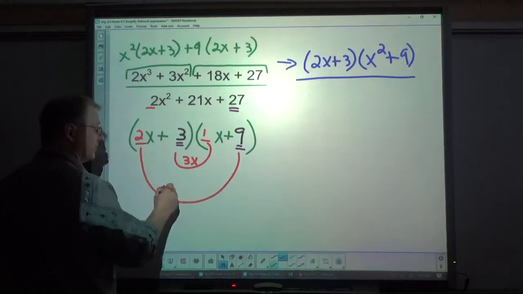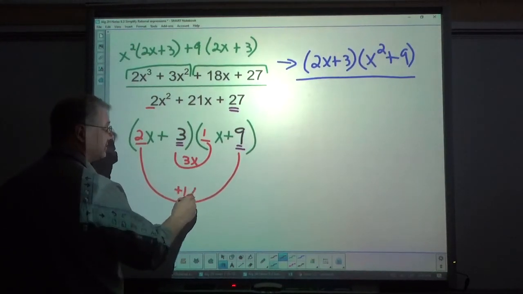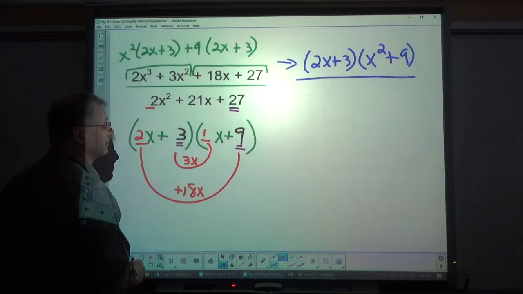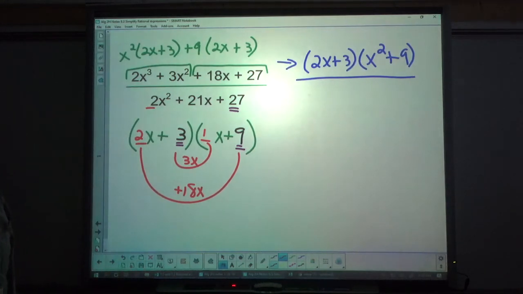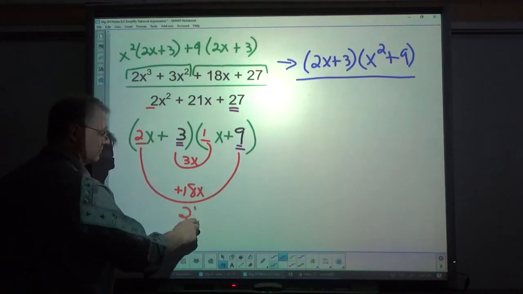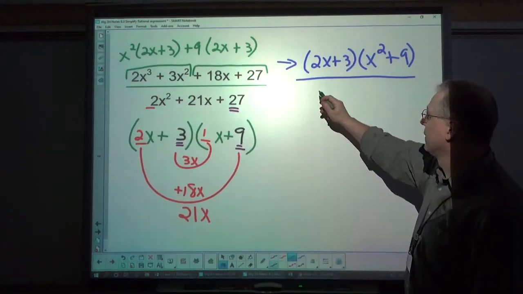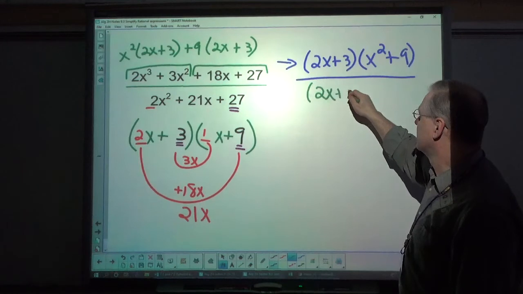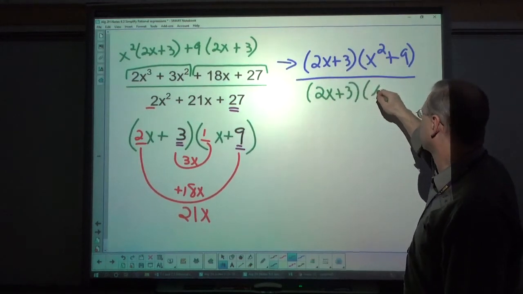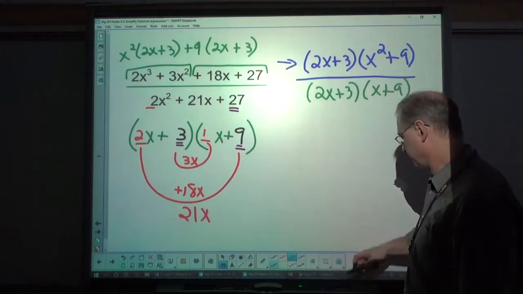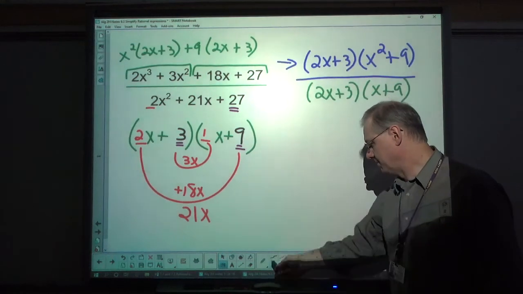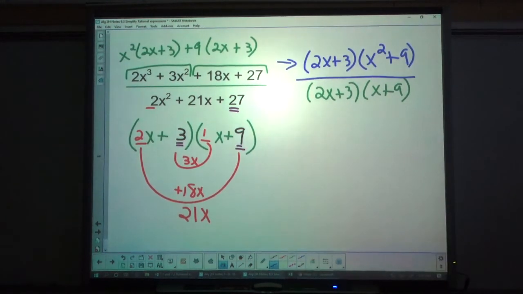3x, 18x. Does that add up to 21x? Sure it does. So now I know when I rewrite over here, 2x plus 3 and x plus 9. All right, we've got what we wanted.